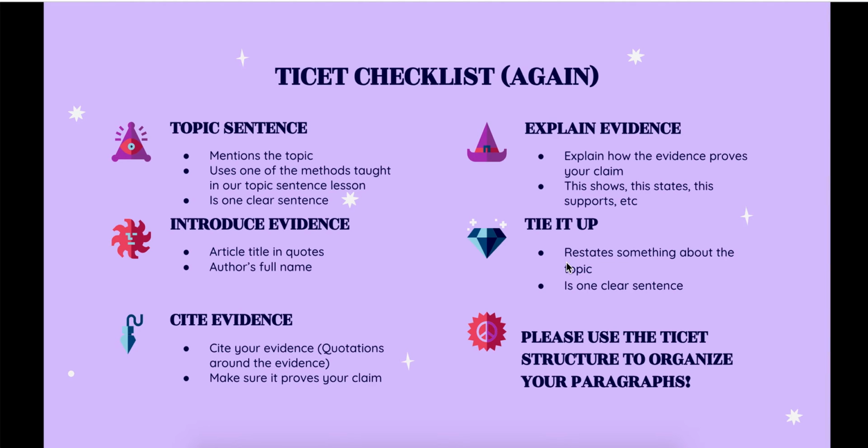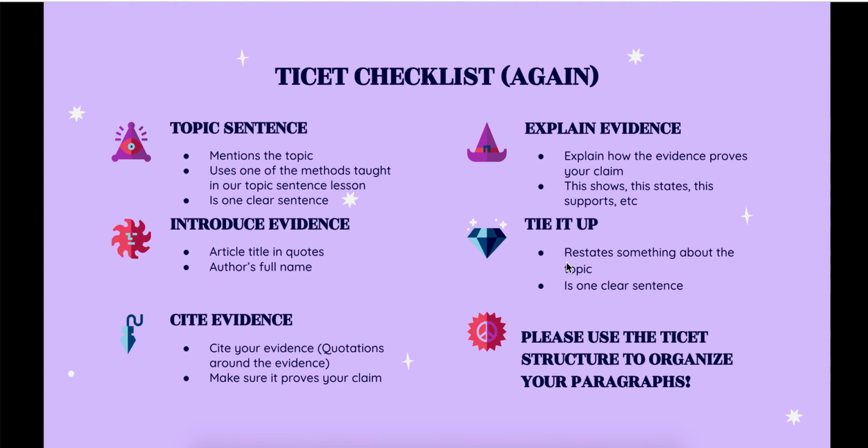Introduce evidence. Make sure the article title is in quotes and the author's full name is included. Cite evidence. Cite it from your source and make sure you put quotations around it. Make sure that it actually proves your claim. What is it you're trying to prove to the reader? Make sure that your evidence proves that.